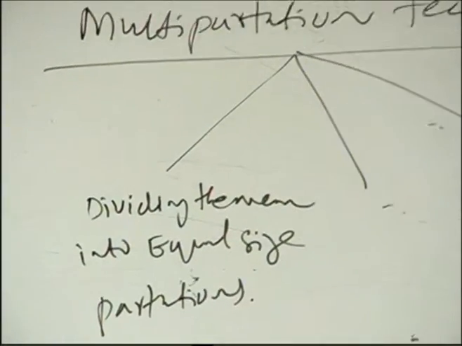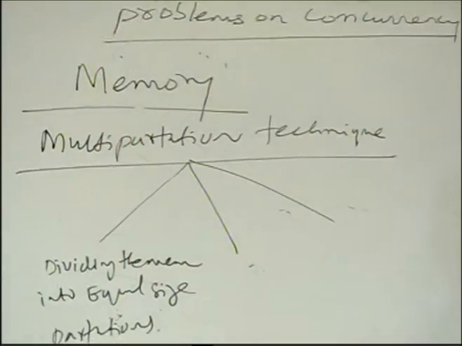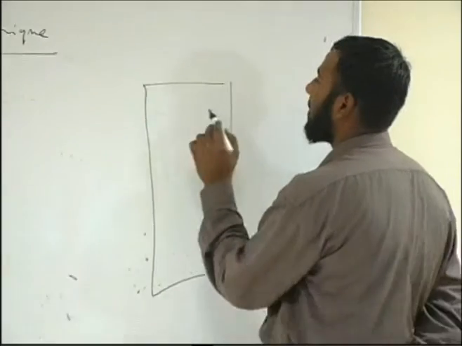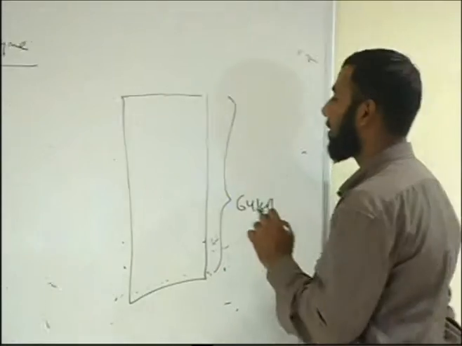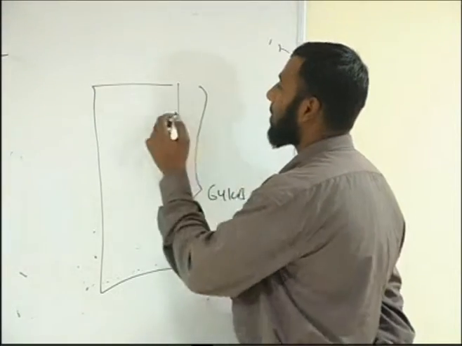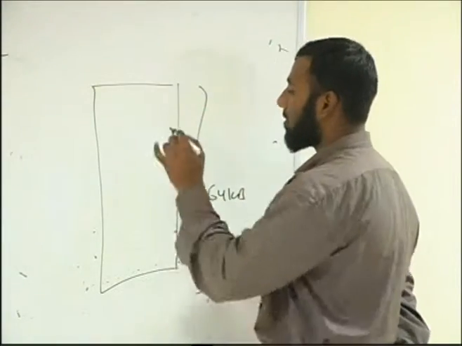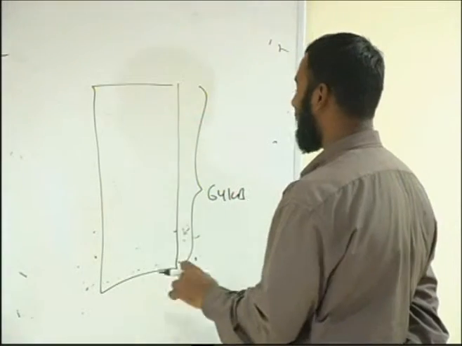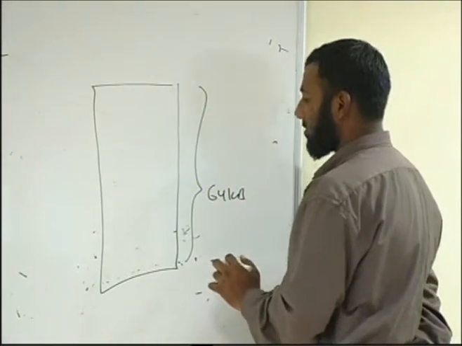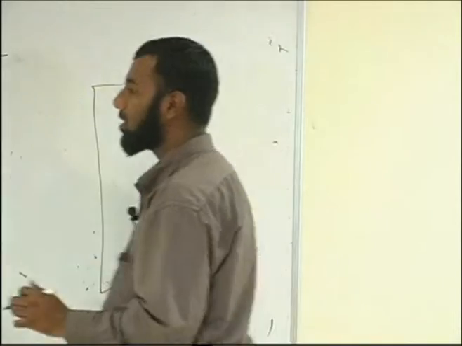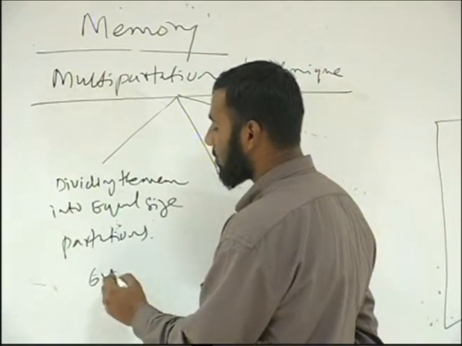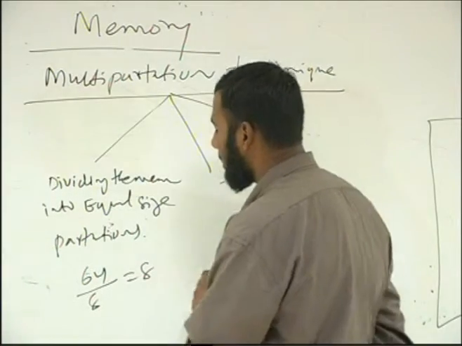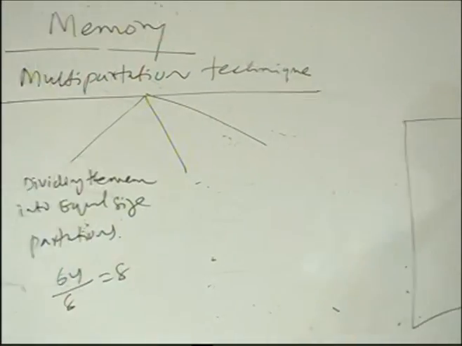Now, let us take an example. Suppose I have 64 kilobytes of memory. I am taking an example. Now assume that this memory has been divided into 8 partitions. If it is 8 partitions, according to this scheme, every partition should have equal size. So, 64 by 8, the size of each partition will be 8 kilobytes.